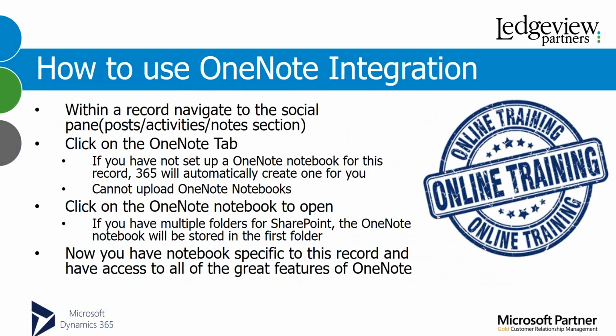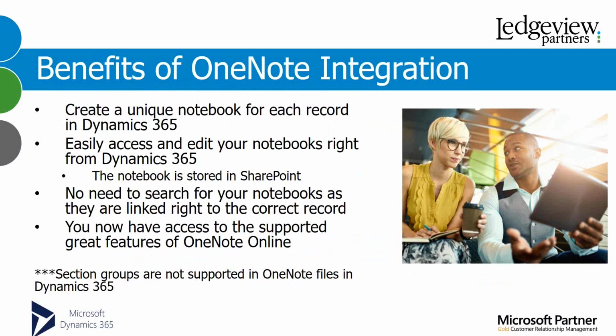Then you click on the OneNote notebook to open it. And if you have multiple folders for SharePoint, the OneNote notebook will be stored in the first folder. So that's one thing to keep in mind. And now that you have that notebook specific to this record, you have access to all the great features of OneNote Online. One thing to keep in mind about OneNote Online: section groups are not supported in OneNote files for Dynamics 365.